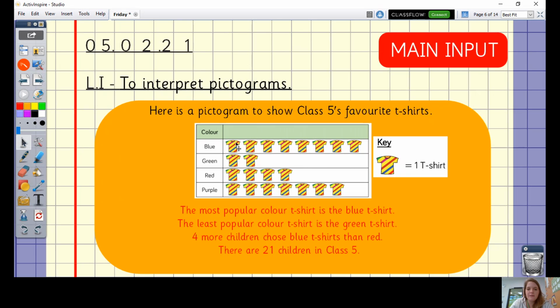There's blue t-shirts, there was 1, 2, 3, 4, 5, 6, 7, 8. And red t-shirts, there was 1, 2, 3, 4. So 8 subtract 4 equals 4. And then there are 21 children in class 5. Okay, so well done if that was the total that you found as well. Okay, so moving on to our next pictogram then.